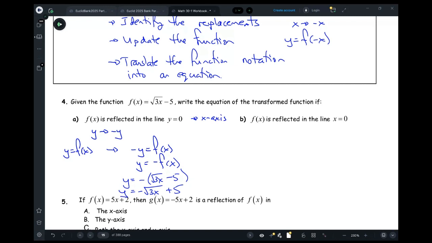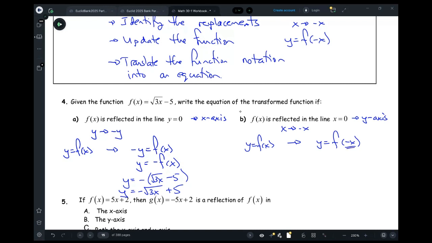If f of x is reflected in the line x equals 0, bear in mind, this is the y-axis. And so what this means is I am replacing x with negative x. So y equals f of x is going to become y equals f of negative x. That's exactly what that means. And now I translate that back into the equation here. So my independent variable x has been replaced with negative x.